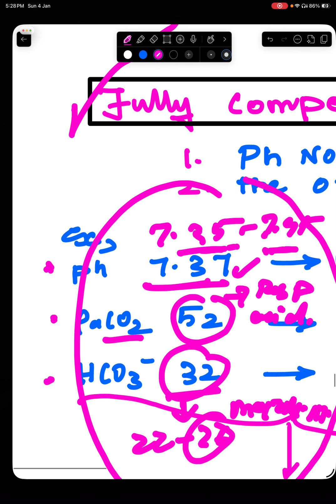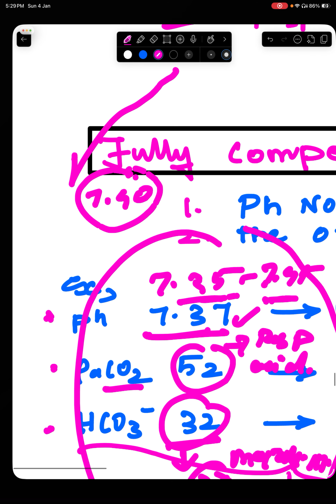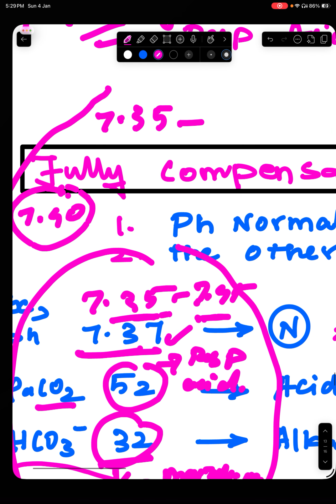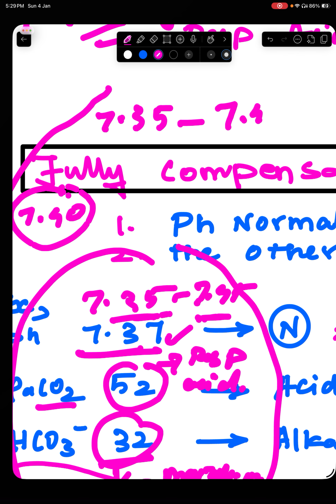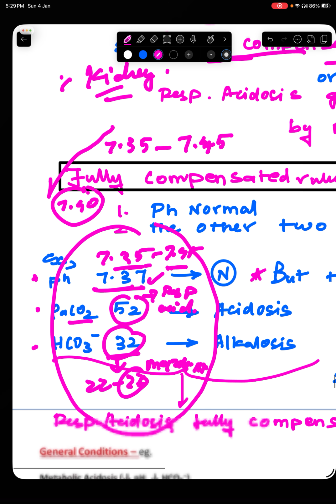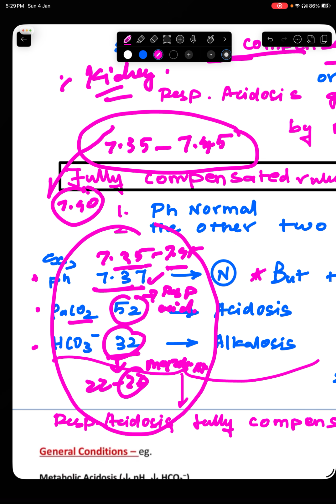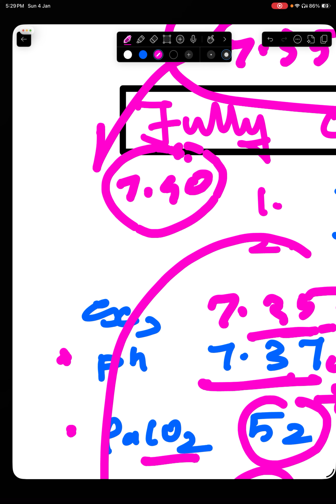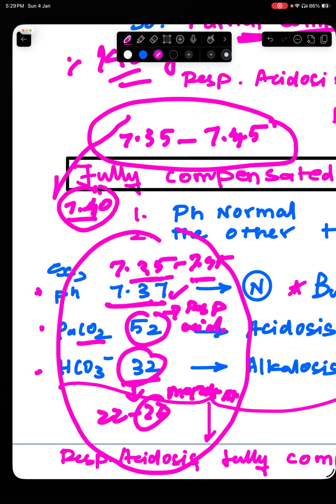But remember your girlfriend. What is the ideal value for your girlfriend? Just like your girlfriend, what is the ideal value for pH? It is not between 7.35 and 7.45. The ideal value is 7.40. The normal range is like the neighboring auntie or the person we see on the bus; they are very much normal. But the ideal one is your girlfriend, which is 7.40.